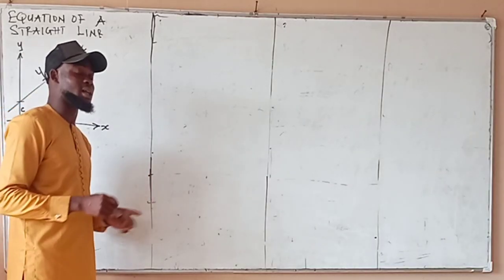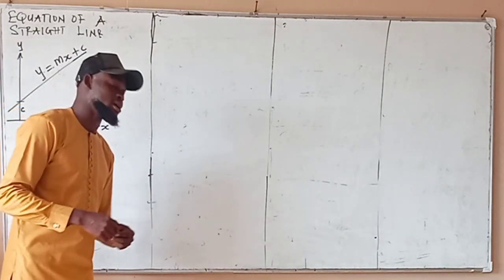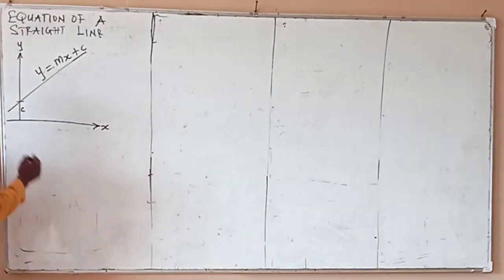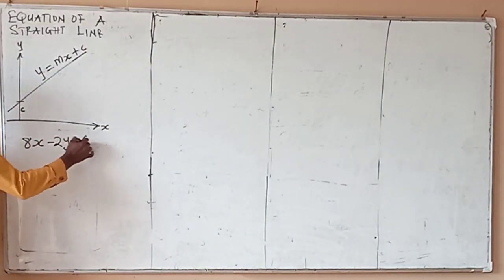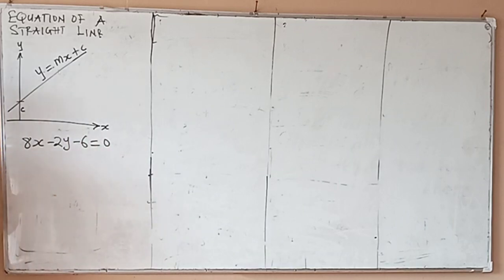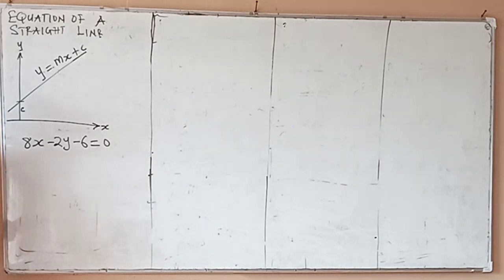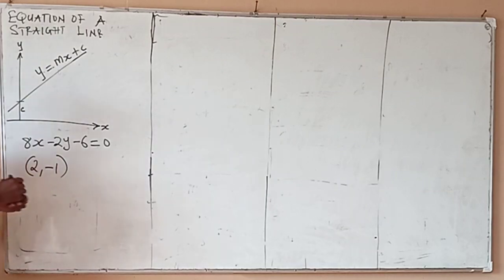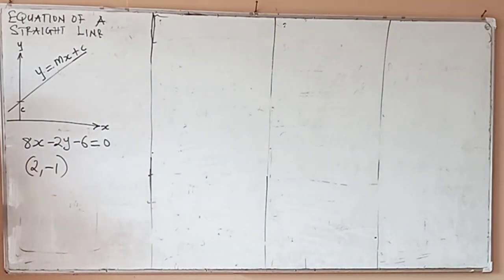Find the equation of a straight line which is parallel to the line 8x minus 2y minus 6 equal to 0, and passes through the point 2, minus 1.